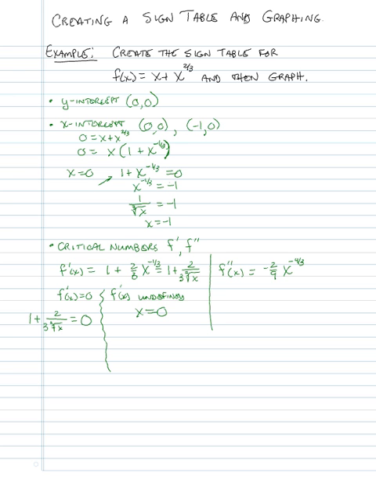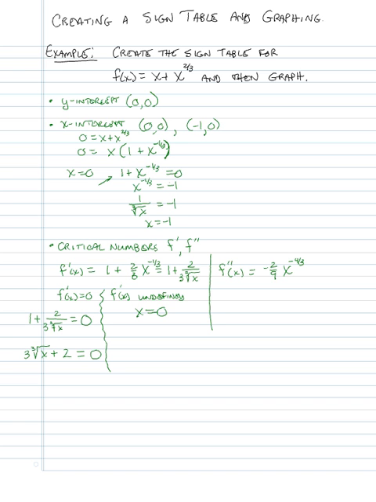So what I would do is multiply both sides of this equation by that denominator. When I multiply the 1, I get 3 times the cube root of x. When I multiply the fraction, I get 2. And when I multiply 0, I get 0. Now it looks a little better, and I just have a regular equation with a radical in it.